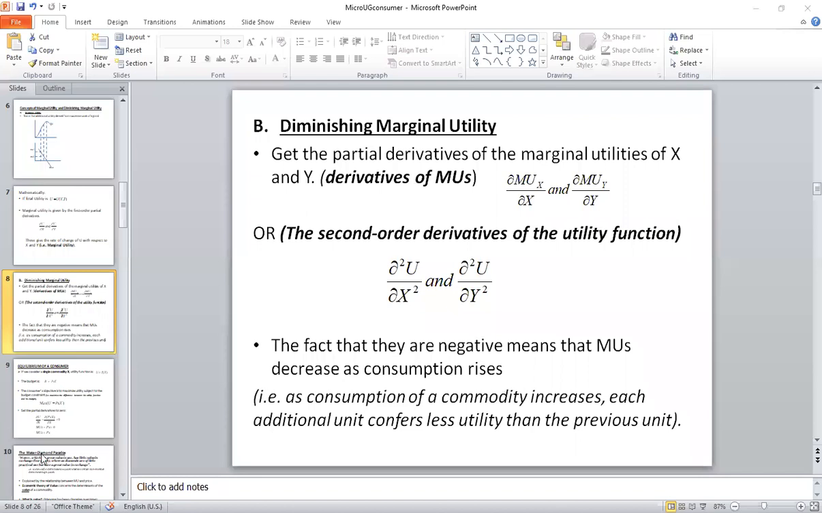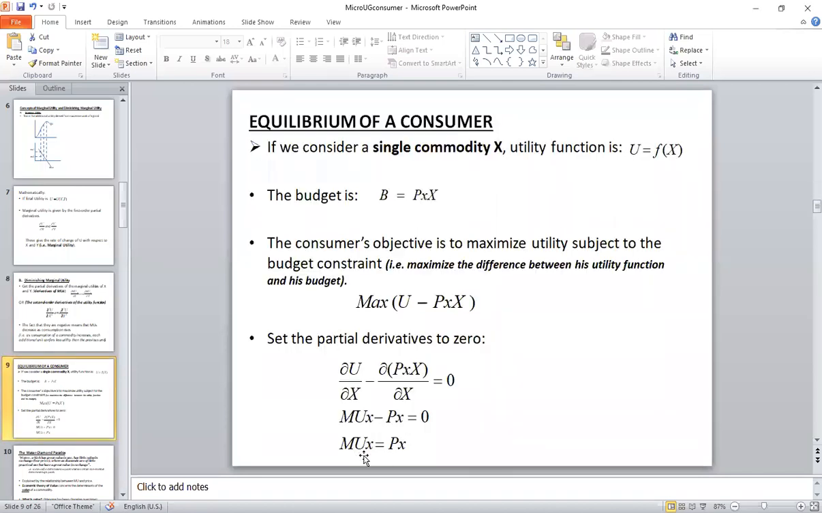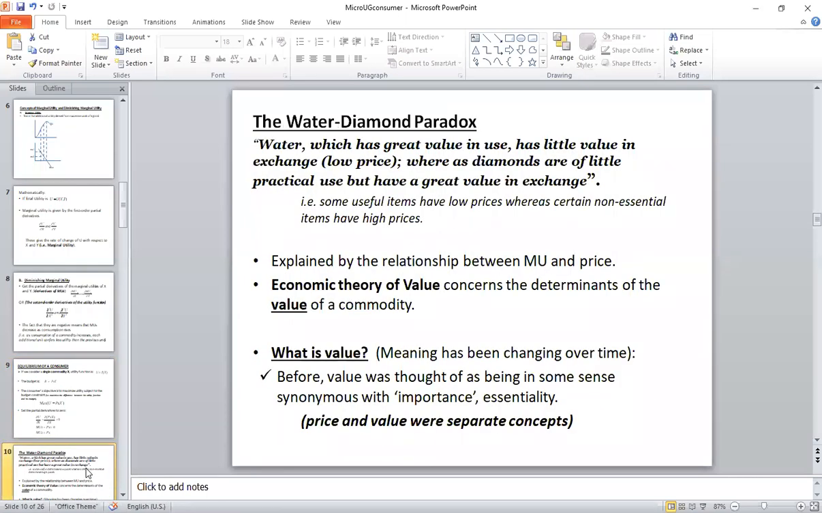Okay, let's continue. I was saying that the individual is in equilibrium when he equates the marginal utility and the price. In other words, he's willing to pay a price which is equal to the additional utility he derives from the commodity. And from that, we have what we call the water diamond paradox. Why is it a paradox? It is a paradox because we are wondering, why is it that water, which has great value in use, has little value in exchange?